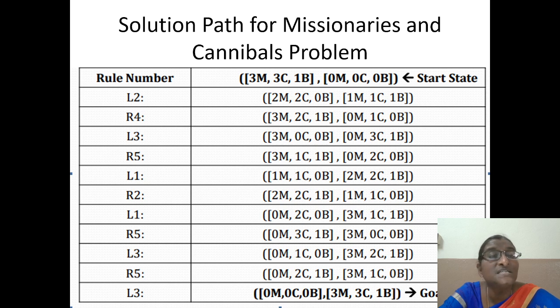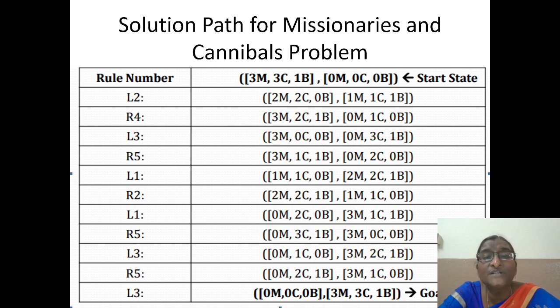Now, this is the sequence of the rule numbers, the control strategy. Here you can see that it is L2. First, rule L2 is applied. In the case of L2, what is happening? You are trying to move one missionary and one cannibal from the left bank to the right bank. So on the left bank, 3 missionaries and 3 cannibals will be reduced to 2 missionaries and 2 cannibals. And on the right side, 1 missionary, 1 cannibal. That is, 1 is added there.